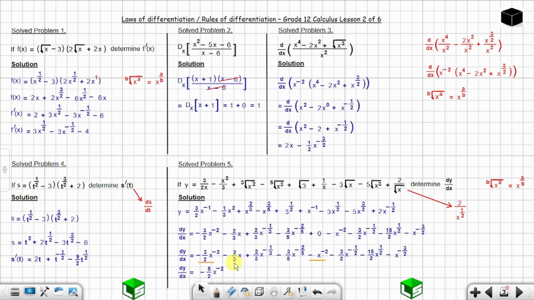The other 3 terms, they are not like terms, including this. You can see the exponents are different. So you have this part. Okay, this part, you can see. And you have this part, right? You can see.